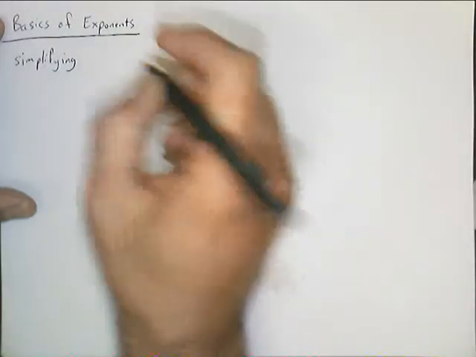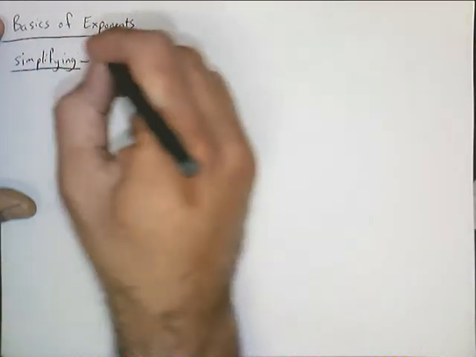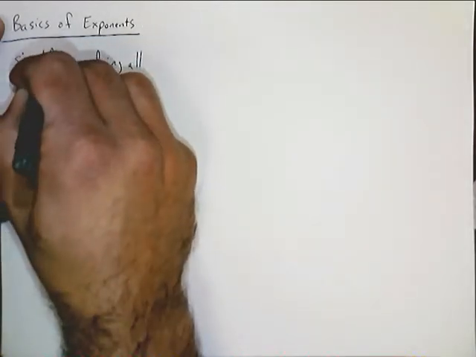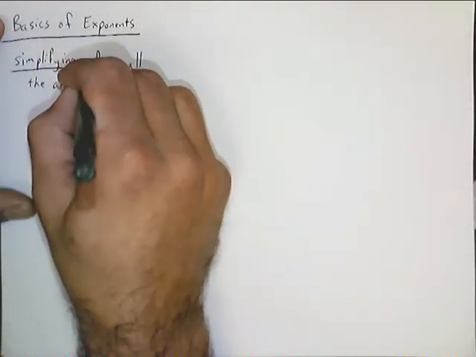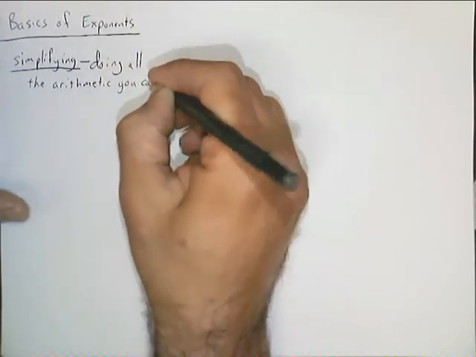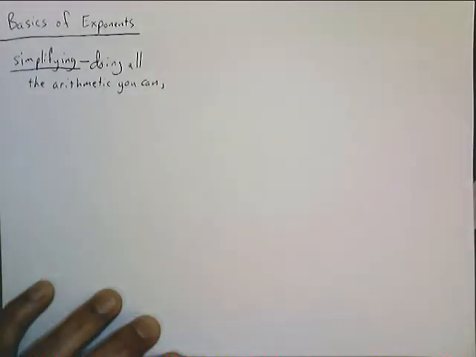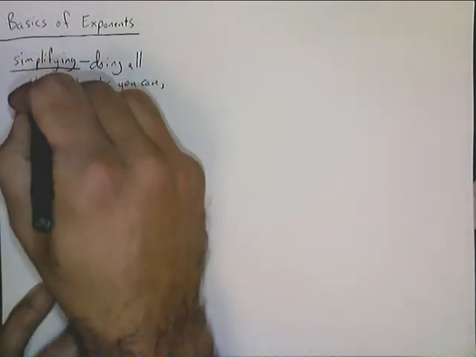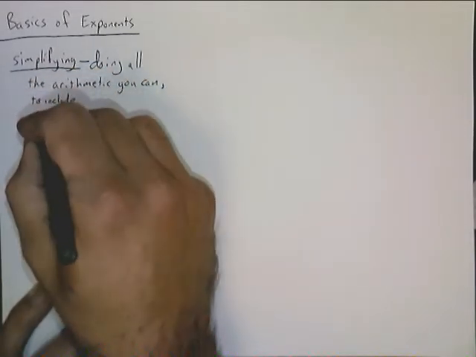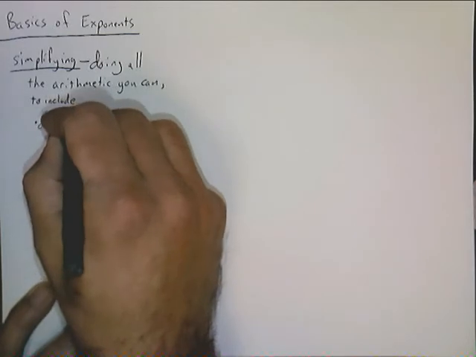And if we remember, simplifying basically means doing all the arithmetic that you can. So of course, if you can do some multiplication, do it. If you can do some addition, do it, and so on and so forth. But this is going to include applications of, first, the distributive property.